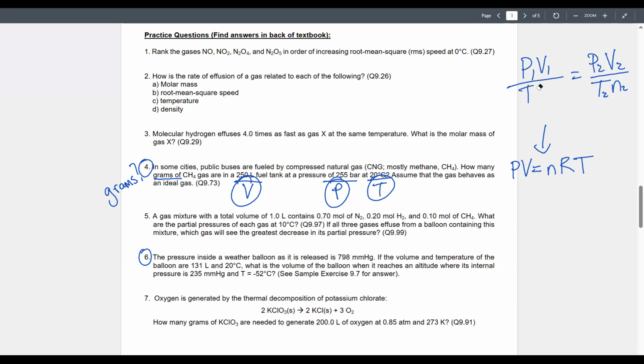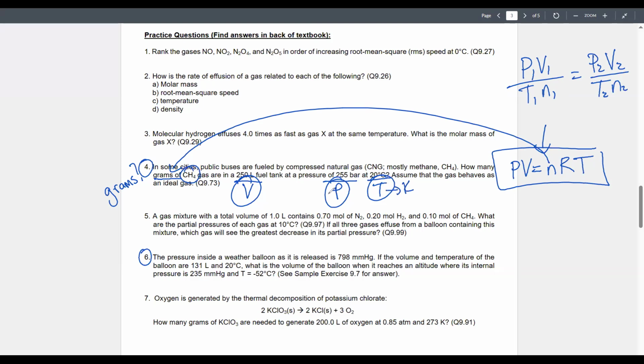Okay, so I'm not going to work it out because I want to get through all the things, but you're going to use this. You're going to solve for N, and then you're going to turn that into grams with the molar mass of CH4. Don't forget to turn your temperature into Kelvin and your pressure into ATM. So you're going to solve for N and turn it into grams.